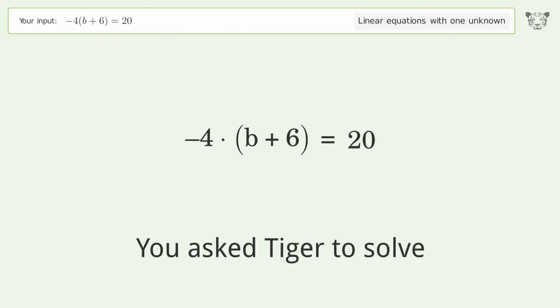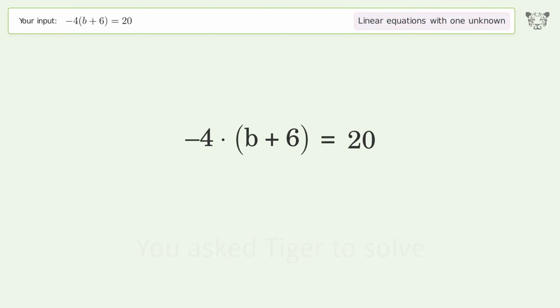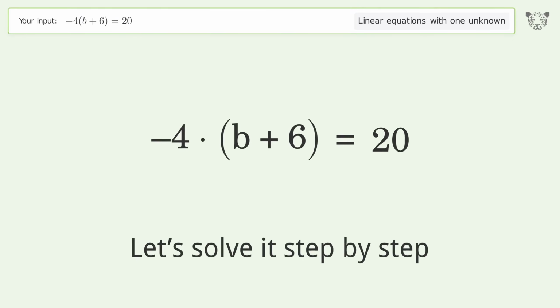You ask Tiger to solve. This deals with linear equations with one unknown. The final result is b equals -11. Let's solve it step by step.